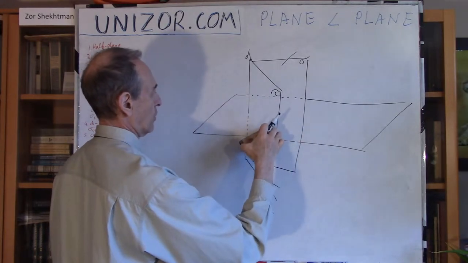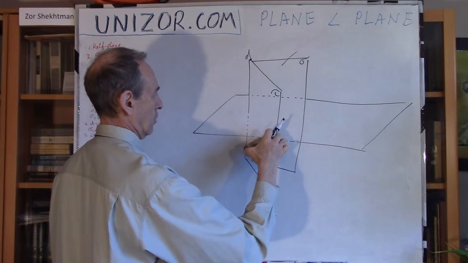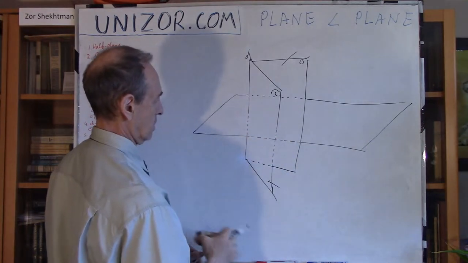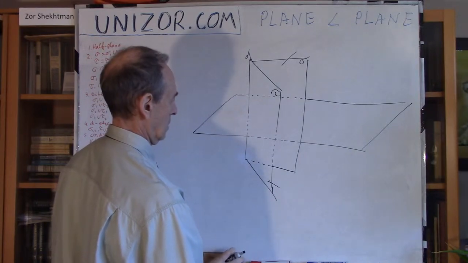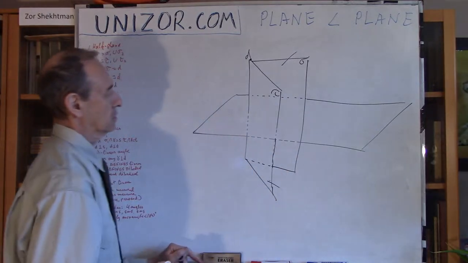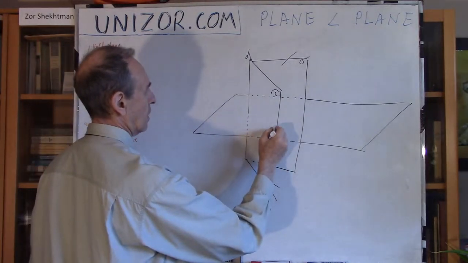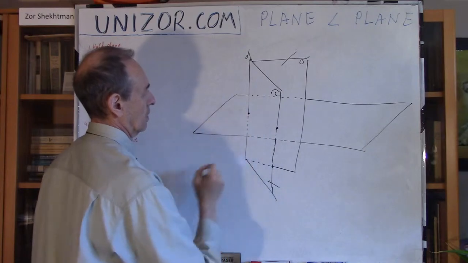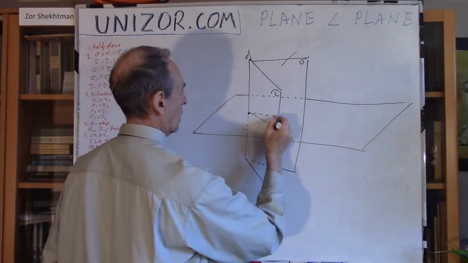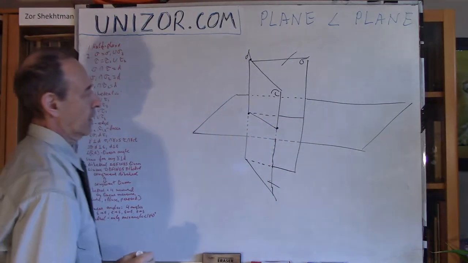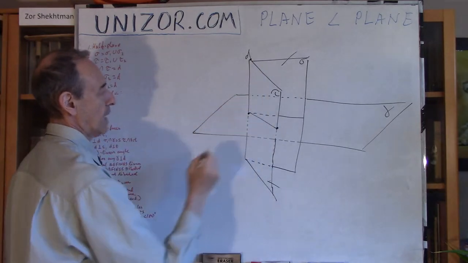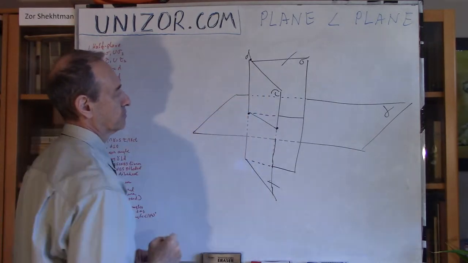I think that's the proper way of drawing it. Something like this. No, actually, this is right. Yeah, this is solid. Okay. This is a plane gamma, which is perpendicular to the edge at this point.